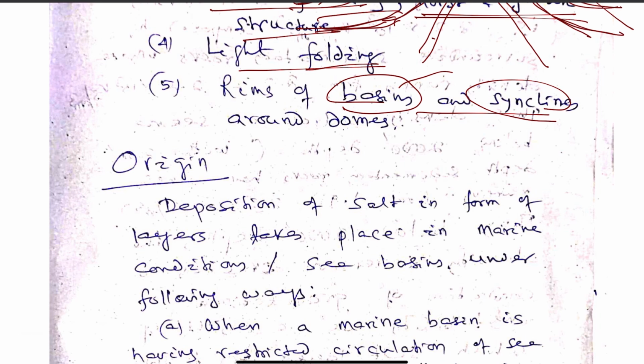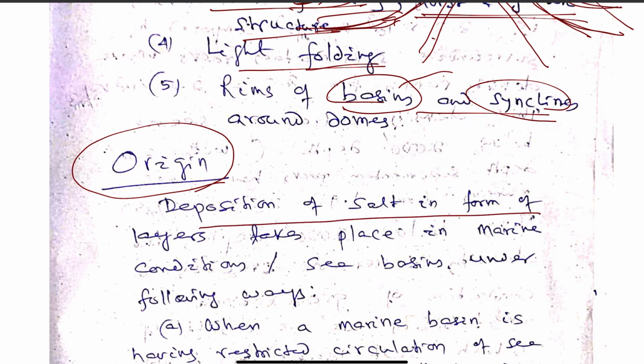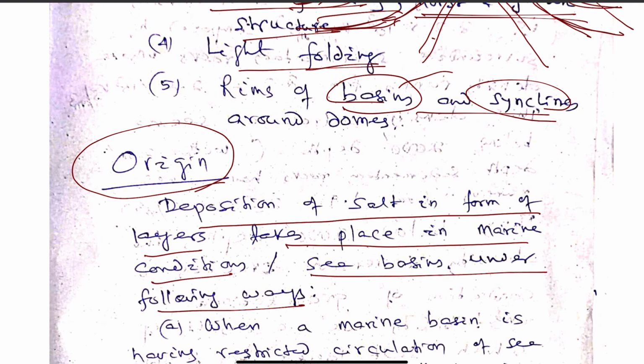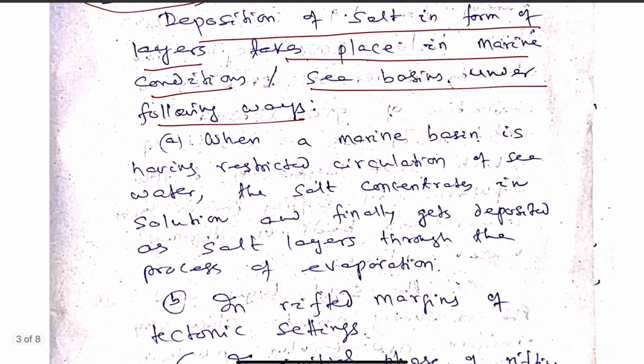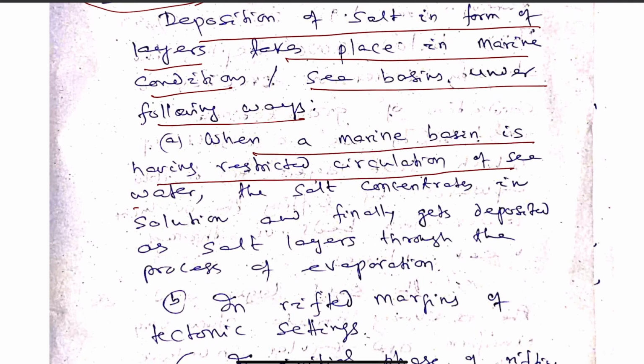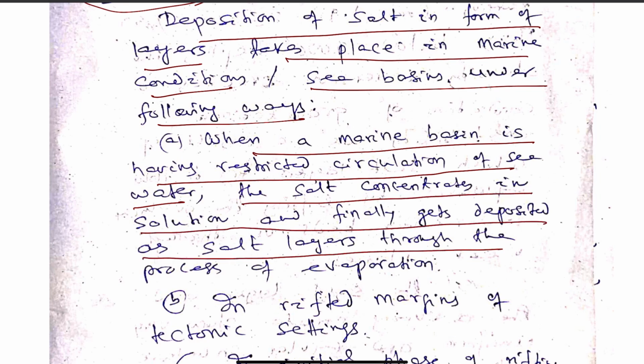Now, we'll discuss how these salt domes are being produced. What is the origin of the salt domes? So, deposition of salt in form of layers takes place in marine conditions or sea basins under following ways. When a marine basin is having a restricted circulation of seawater, the salt concentrates in the solution and finally gets deposited as salt layers through the process of evaporation.